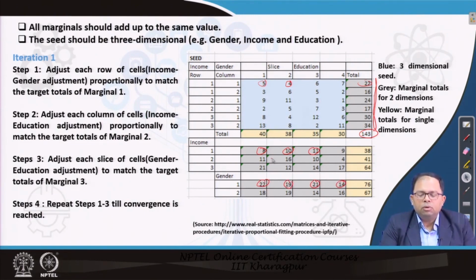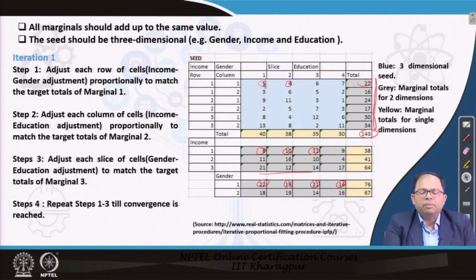We need to know these marginals for a target area, for this part and this part. Only then can we predict, for that particular zone, this kind of three-dimensional data. Demographic groups, like we need to have income, gender and education for each of those zones.